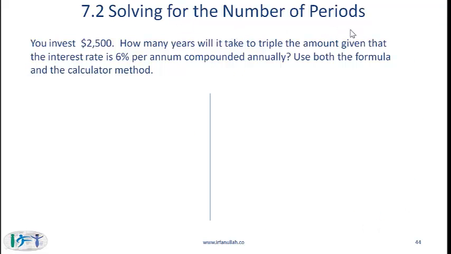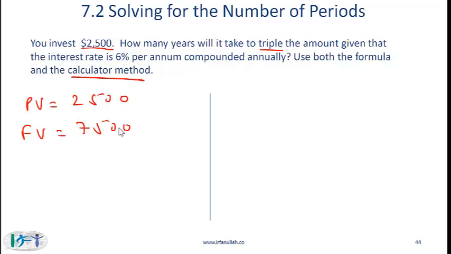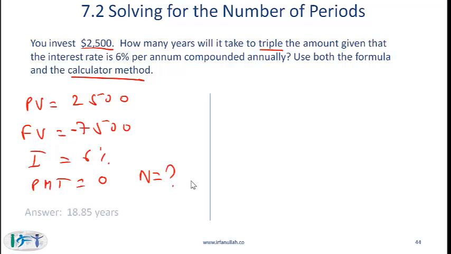Solving for the number of periods. You invest 2,500. How many years will it take to triple the amount given that the interest rate is 6% per annum compounded annually? Using the calculator method, all we need to do is the following. Present value is 2,500. Future value needs to be the opposite sign. The number needs to triple. So future value is minus 7,500. We are told that the interest rate is 6%. Payment is equal to 0 because there is no cash flow in between, and n is what we compute. If you plug these numbers, what you should get is 18.85 years.